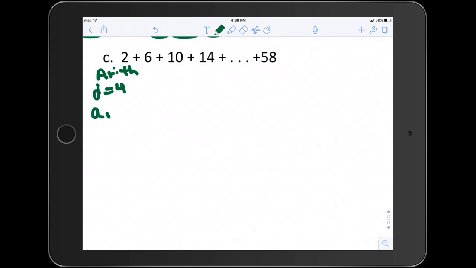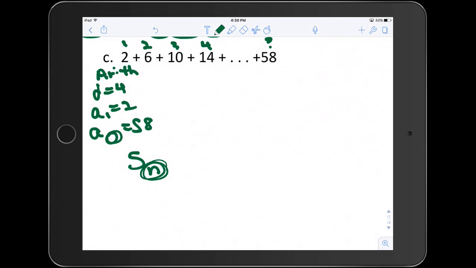My a sub 1 I have, which is 2. My a sub what though? Equals 58. I don't know how many terms there are, because this is the first term, second term, third, fourth, and so on, but we don't know what term that is. That is a problem, because I need to know that, because that is what we put into our formula. See, we need S sub n. We need to put that value in there. So we don't have a big piece of the puzzle.